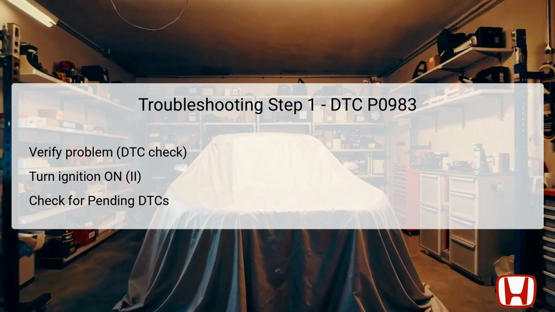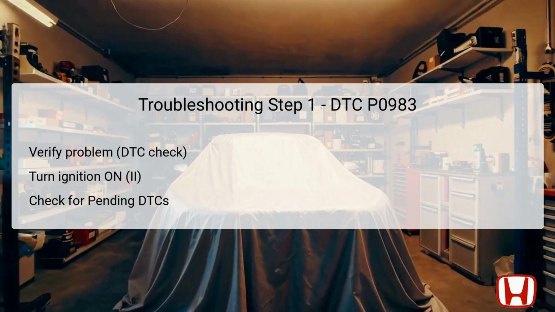The first troubleshooting step involves verifying the presence of DTC P0983. Begin by turning the ignition switch to the on position, known as ignition on 2, without starting the engine. This allows the HDS to access the vehicle's electronic systems to check for existing DTCs. Next, clear any previously stored DTCs using the HDS.